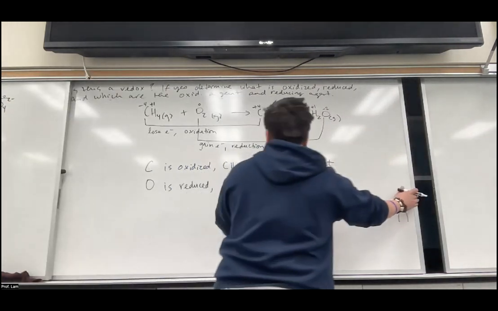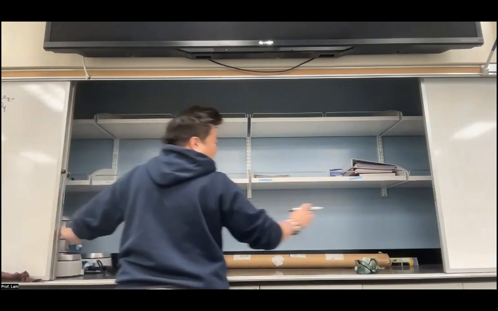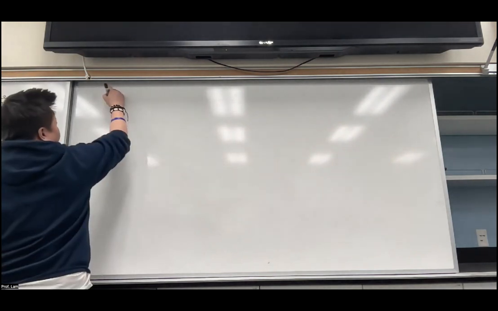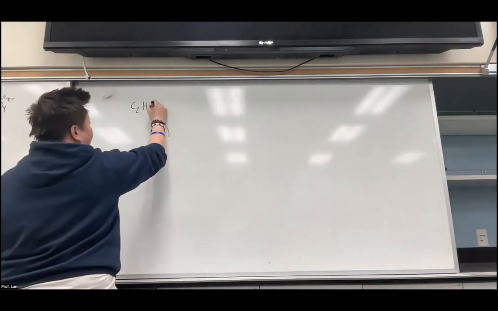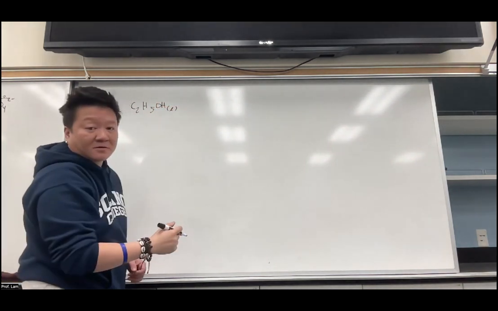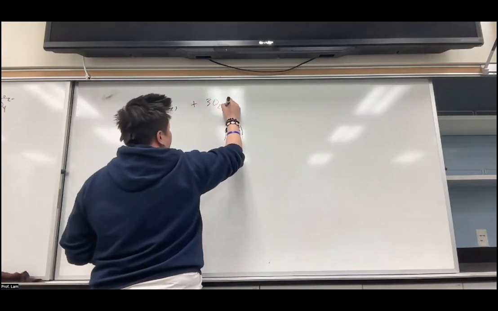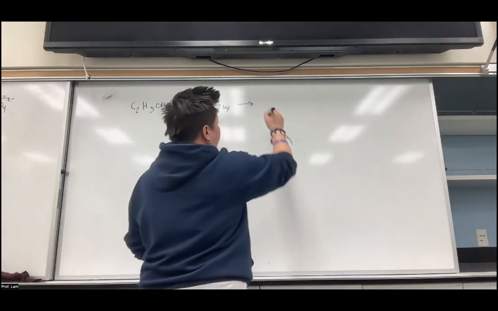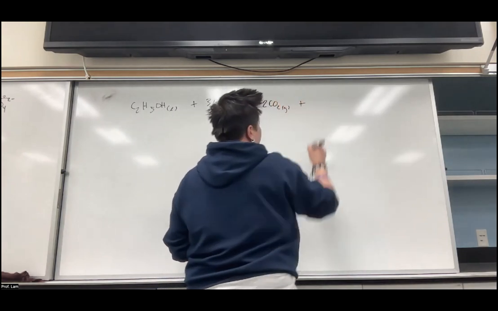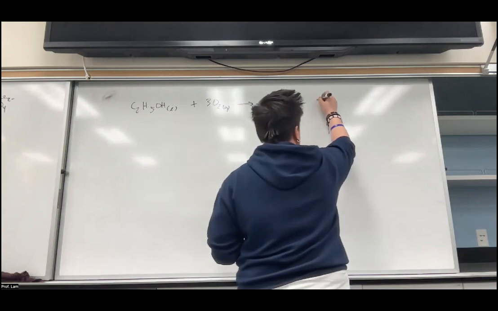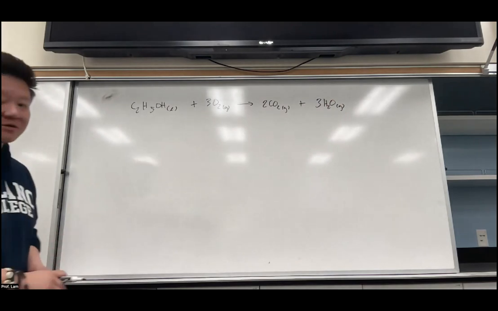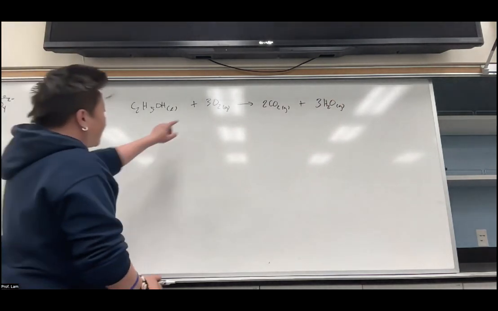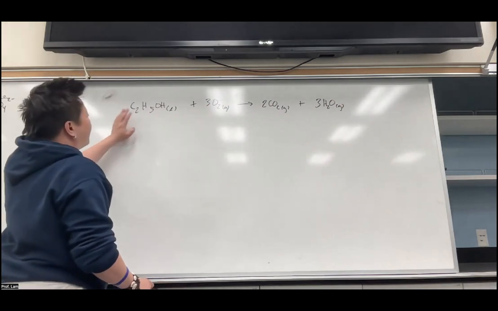Right, let's do another one. This time, same question, but now it's C2H5OH plus 3O2 gas goes to 2CO2 gas plus 3H2O gas. So the equation is balanced, and remember, you don't care about the coefficients, just look at the atoms. Okay, so let's do this one first.